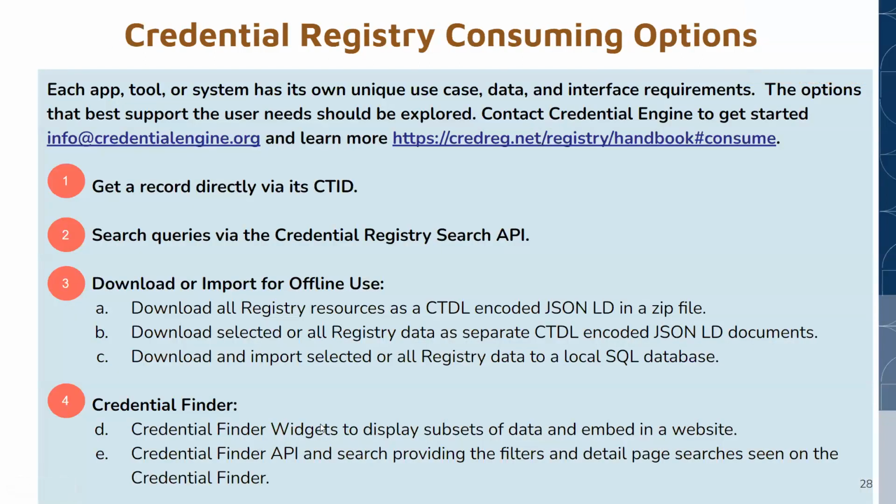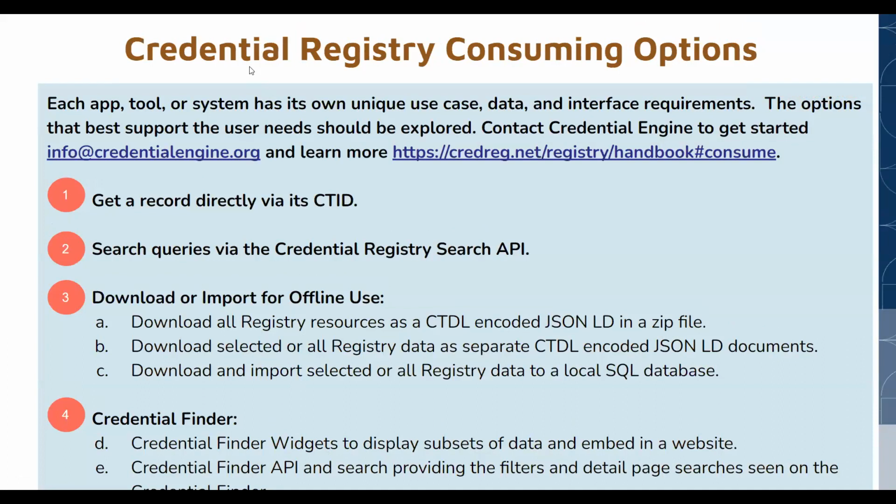For consuming data from the registry, there are different options. Depending on what your interest is, what your application might want to do, you can get it directly via CTID. There are separate URLs to get the resource, which is just the credential. If you get the graph, and that credential refers to other things called blank nodes, then you'll get that information as well. We have a very robust graph search available through the Credential Registry Search API.